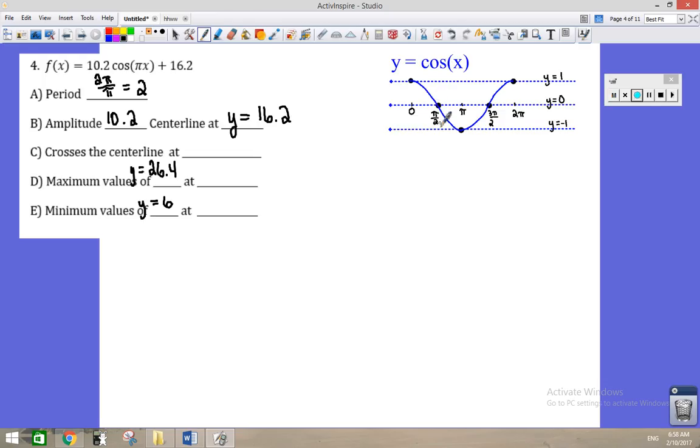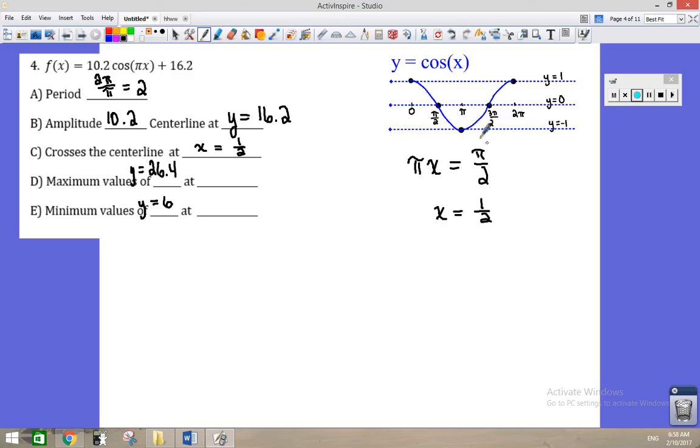Alright. Now for the cosine curve, we're at the center line if the input into the function is pi over 2. So let's take this algebraic expression, pi x, set it equal to pi over 2. And if we solve for x, x is 1/2. So if you let x be 1/2, you'll be taking the cosine of pi over 2, and you'll be on the center line.